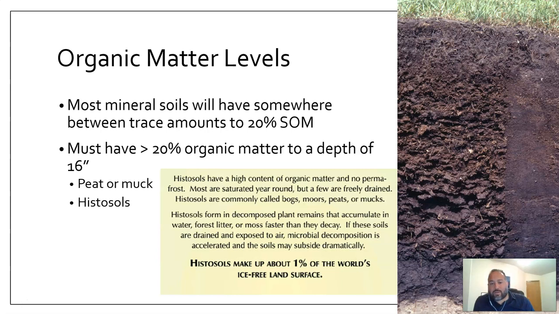So most soils are going to have somewhere between 0 and 20% organic matter. But in these specific histosols, these peats or mucks, you're going to have more than 20%.